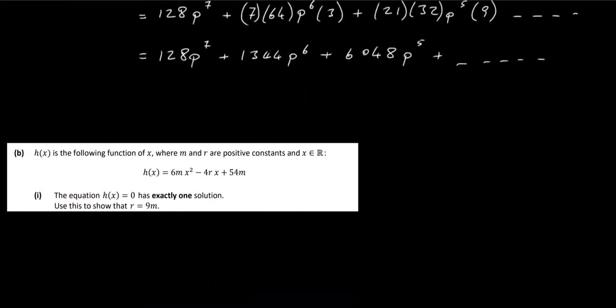Okay, let's have a look at part B. h(x) is the following function of x, where m and r are positive constants and x is real. h(x) is 6mx squared minus 4rx plus 54m. The equation h(x) equal to 0 has exactly one solution. Use this to show that r is equal to 9m.